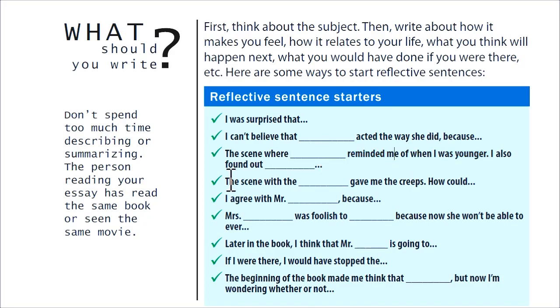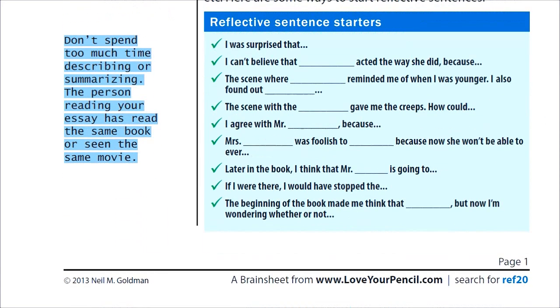Here's another example. The scene with the so-and-so gave me the creeps. How could, whatever it is, how could Sheila have stolen those apples from the store? You could also talk about a prediction. You could say things like, later in the book, I think that such and such is going to happen. You could talk about if you were there, what would you have done? Or really anything else that has to do with what you thought or how you felt. Again, don't spend too much time describing or summarizing. Don't say what happened and when it happened because the person reading it already knows that.